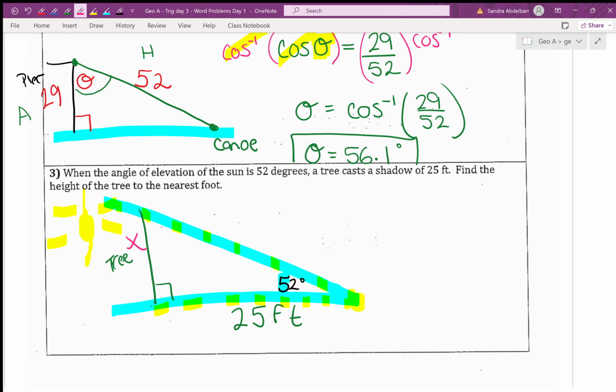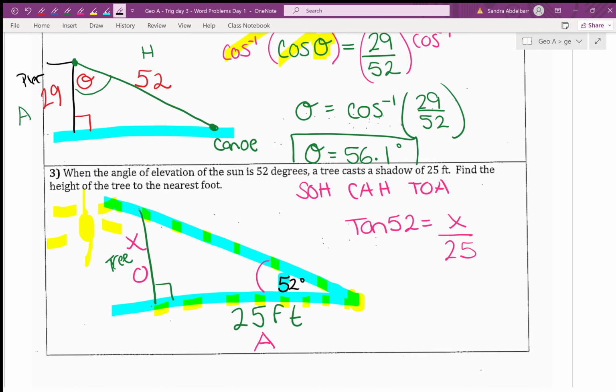All right, everything's in reference to the 52. Do we agree the 25 is adjacent and the x is opposite? So which trig function are we using? So TOA, which one is it? Tangent, you got it. It is TOA. So how do I write this? Tan what? Good. Tan 52 equals opposite, which is x, over adjacent, which is 25.